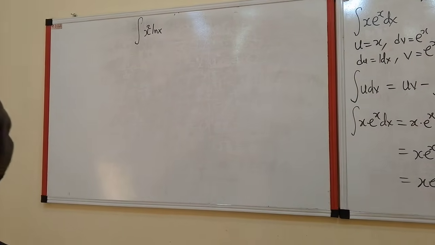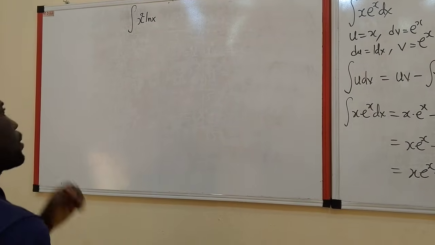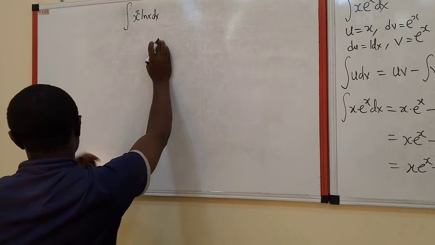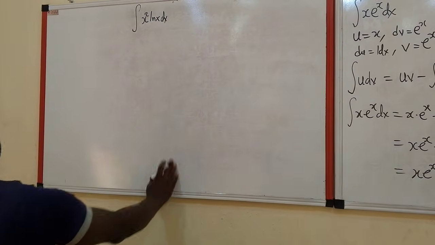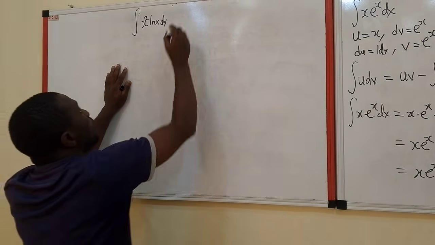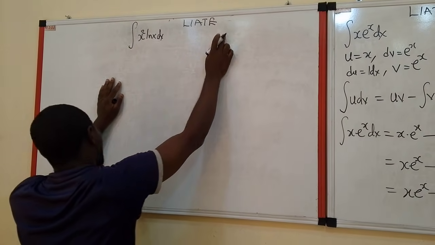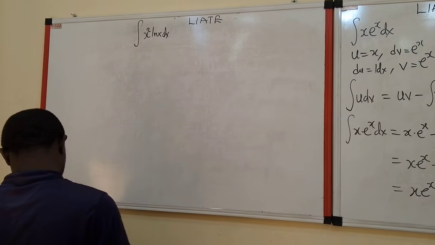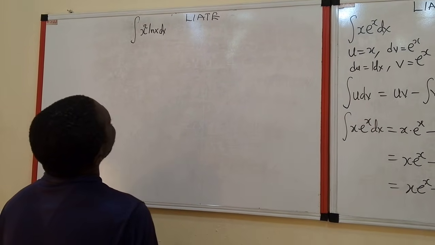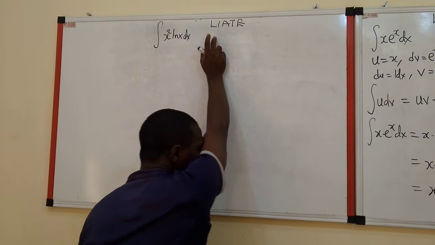If you have the integral of x squared ln x dx, if you have to integrate this, what do we do? This also makes use of integration by parts. Remember I told you we are going to consider this order. We have a logarithm function.